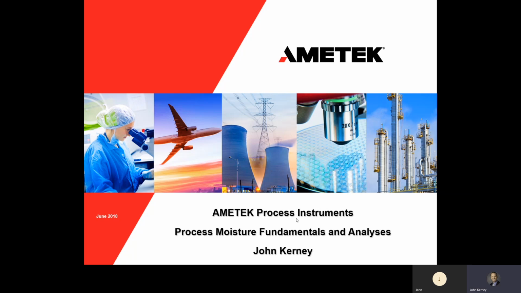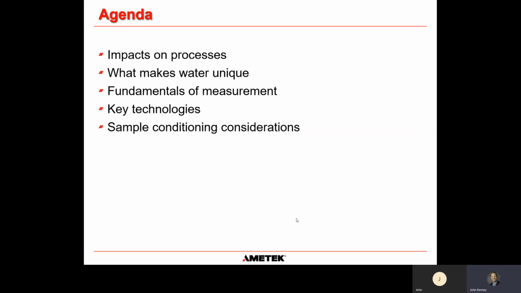Today we're going to cover the impacts of moisture content and water vapor in a variety of process and industrial processes. We're going to talk a little bit about what makes the water molecule so unique, and why it behaves the way it does, and why that makes it somewhat of a difficult molecule to measure in process measurements.